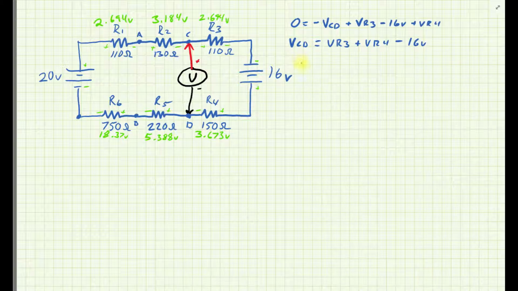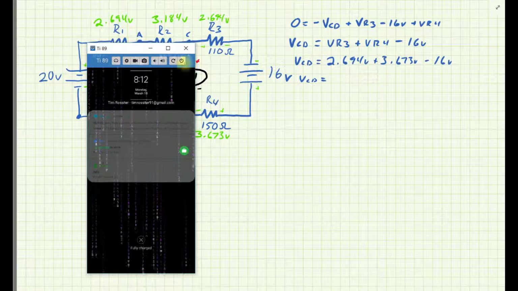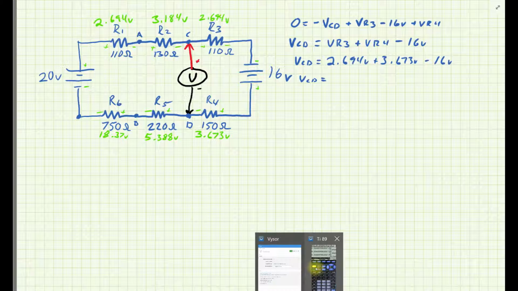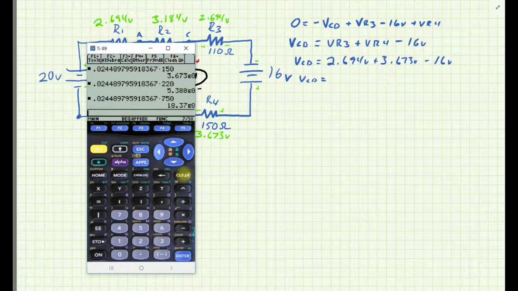So let's plug in some numbers and find out. VCD equals, VR3 I got 2.694 volts. VR4 was 3.673 volts, minus 16 volts. So VCD equals, whoops, let's get the calculator in on this. There's the calculator, so clear that out.